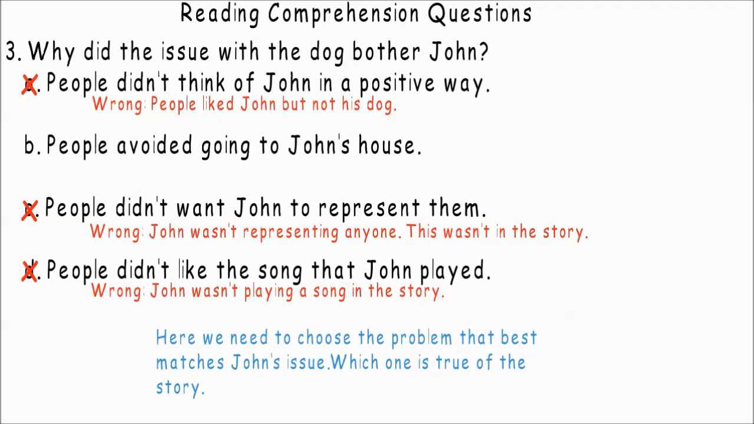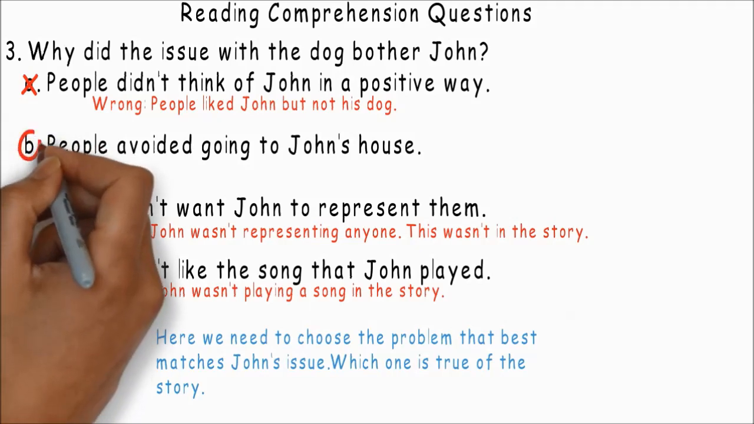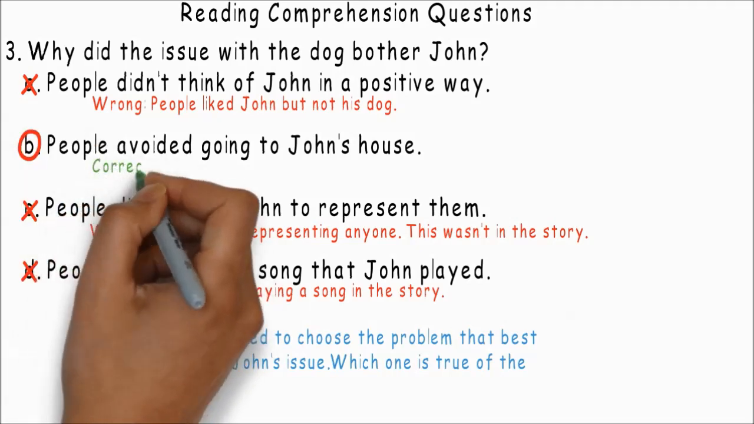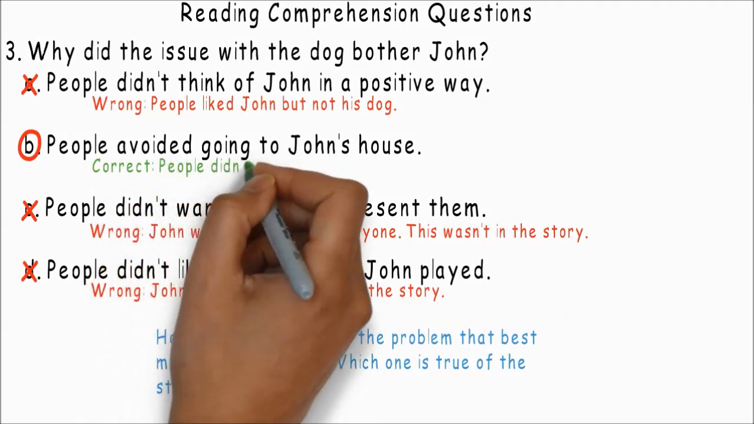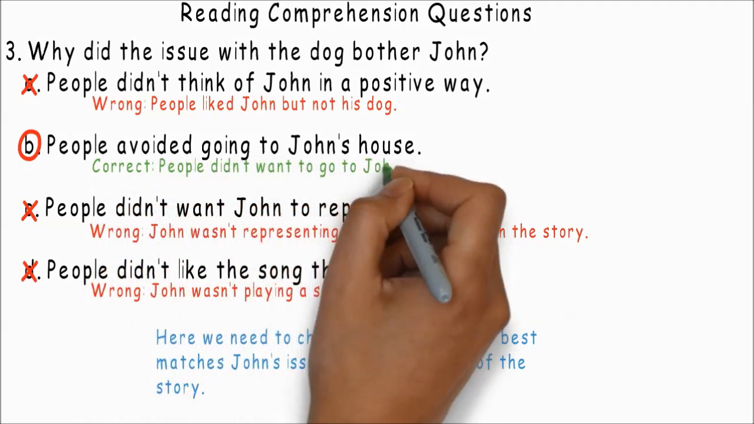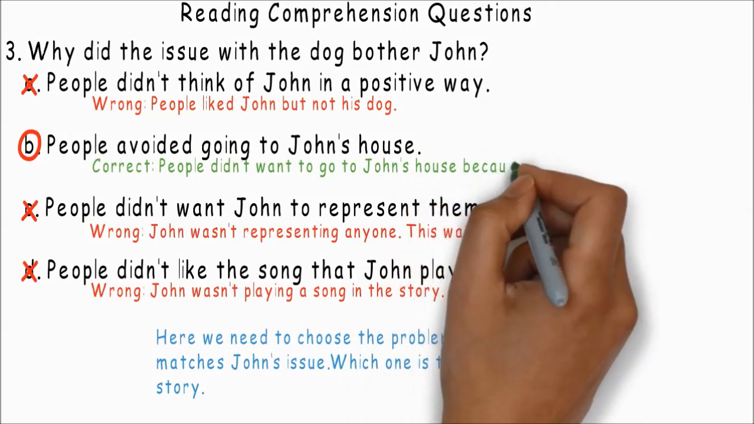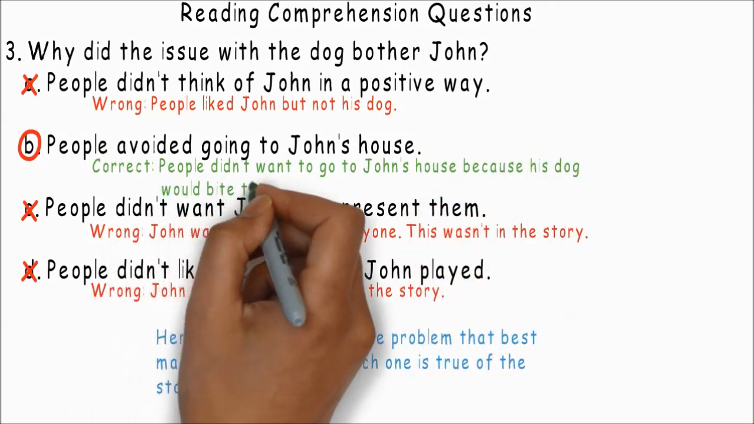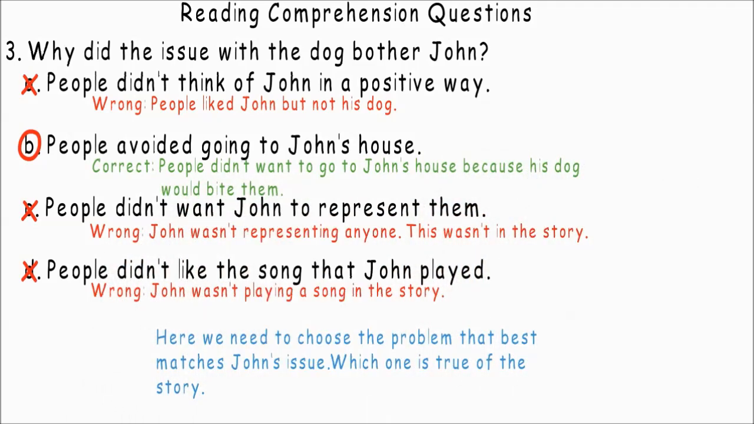So the answer must be B. People avoided going to John's house. And this is correct. People didn't want to go there because the dog bit people. They didn't want to go to John's house because his dog would always bite the people that came. Bad dog.